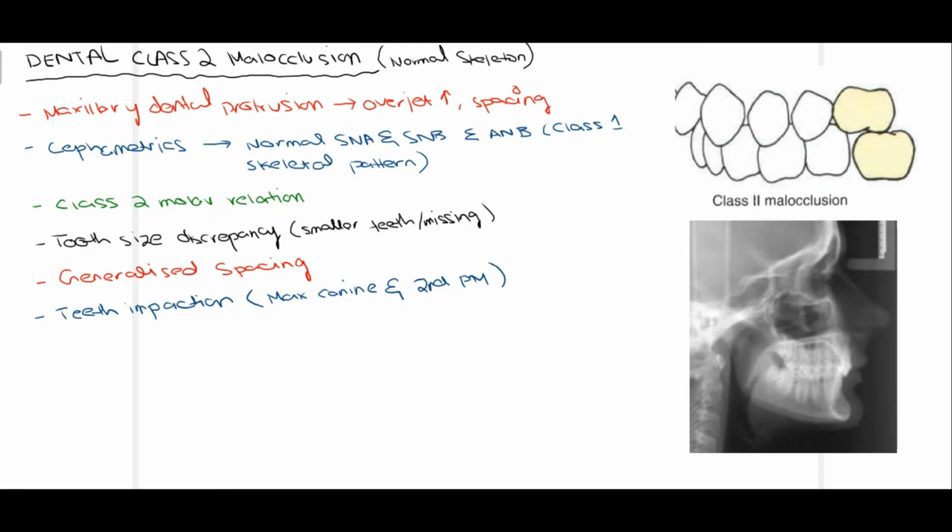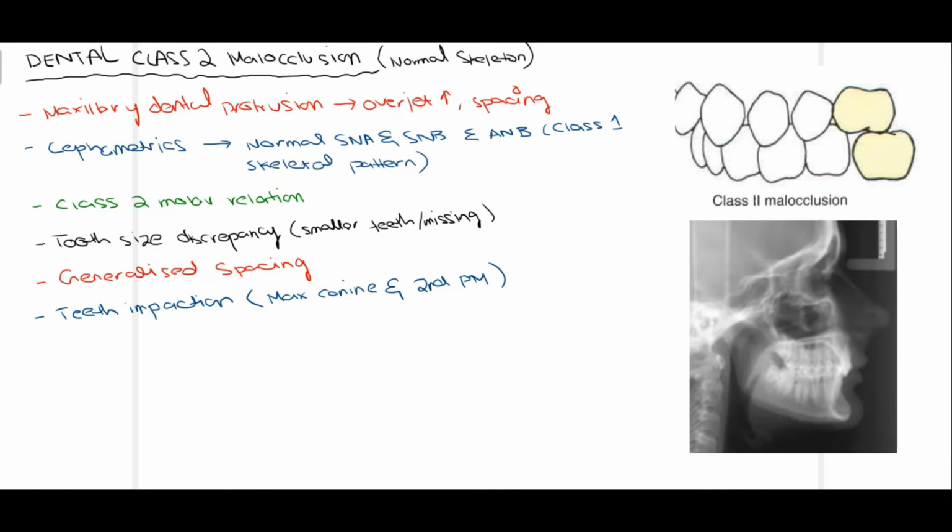You can see in this lateral ceph as well, the maxilla is normal and the mandible is normal as well. But there is something wrong with the teeth. The thing is that the incisors are proclined, which can lead to increased overjet. Because there is proclination and increased overjet, sometimes there's spacing present as well. As you can see in this diagram, some spaces are present between the maxillary teeth.